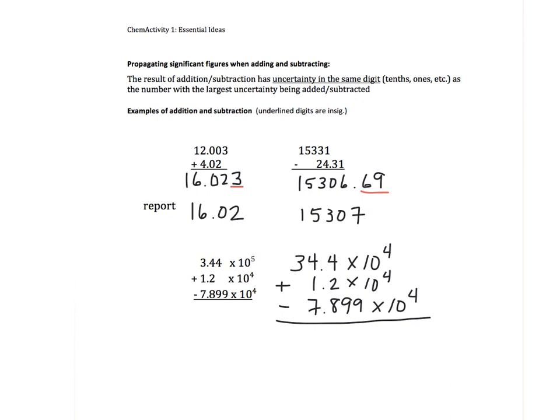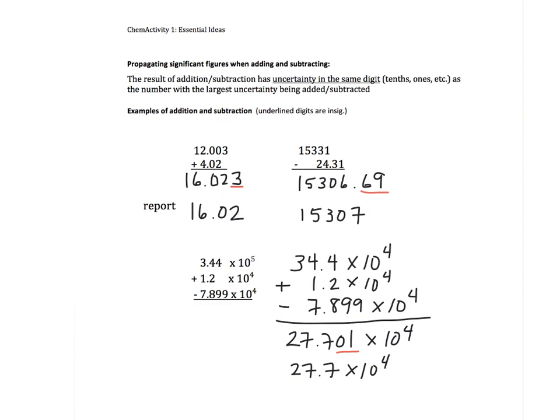Notice that when I do that, I've got uncertainty in the tenths place, and then way out here in the thousandths place. So my result is going to have uncertainty in the tenths place. If I plug these numbers into my calculator, what I get is 27.701 times 10 to the 4th. And remember that my uncertainty needs to be in the tenths place. So that means I am going to underline the 0 and the 1 as being insignificant. So the first thing I can do is rewrite this as 27.7 times 10 to the 4th.